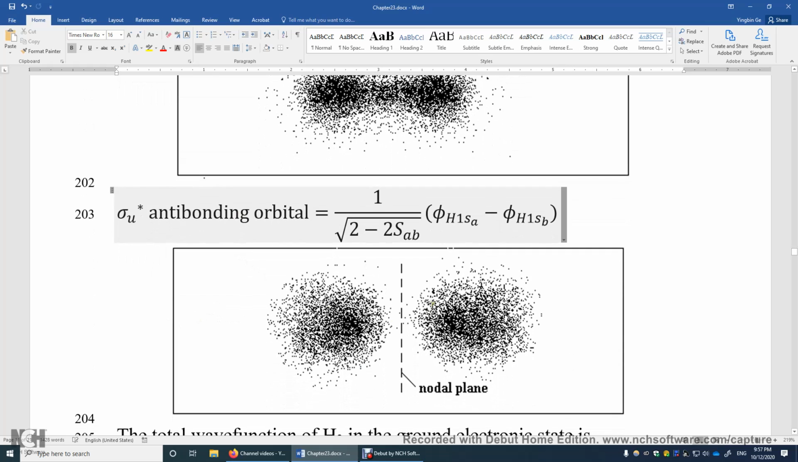Anti-bonding orbital. Make sure you always draw a planar nodal surface between the two nuclei for the anti-bonding orbital. So over here, again, the electrons can appear, for example, here or here or somewhere here. Look at those dots. But the electrons never appear in this nodal plane.